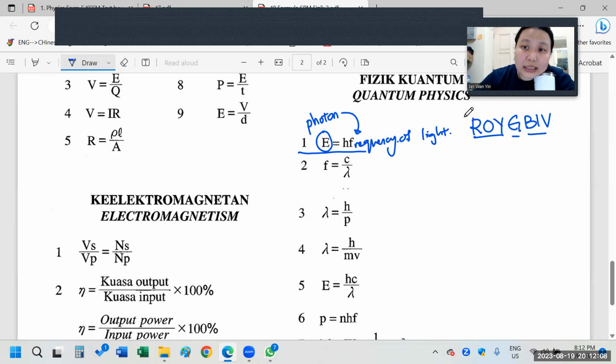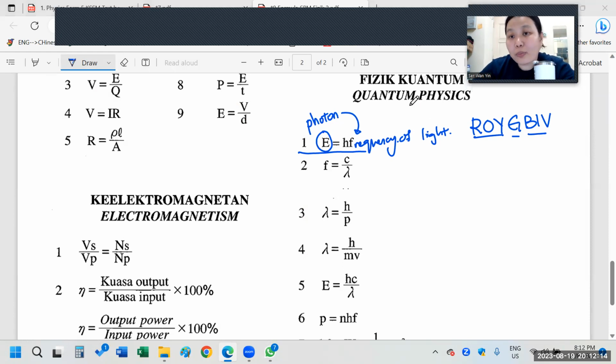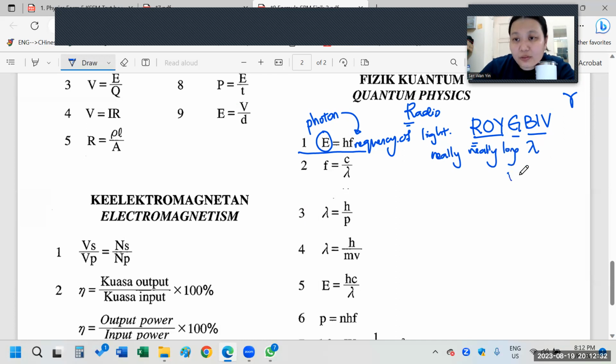Okay, so red has... actually the EM wave starts from radio wave, then ends up with gamma ray. So always remember, red has the longest wavelength. Since v equals to f lambda, f equals to v over lambda, wavelength increases means frequency decreases. So red has the longest wavelength in visible light, but the frequency is the lowest.